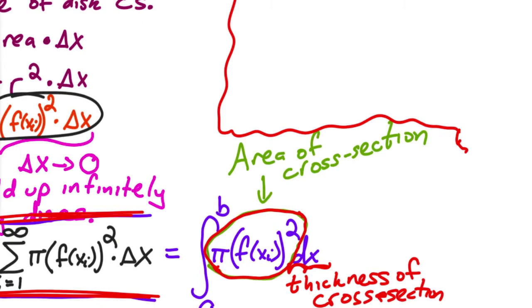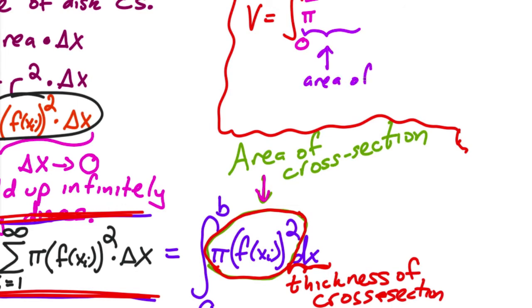So let's do it using our values. We have that the volume for us is going to equal the integral from a to b, which in our case is going from 0 to 1, of pi times f of x sub i squared. It's easier to think of this as just the area, because we're going to be looking at different kinds of situations. So this right here should be the area of a cross section.